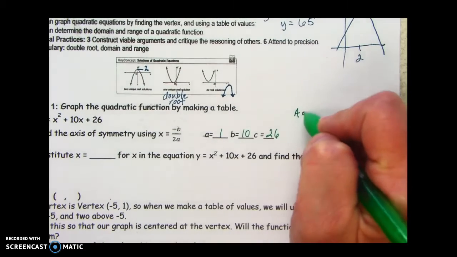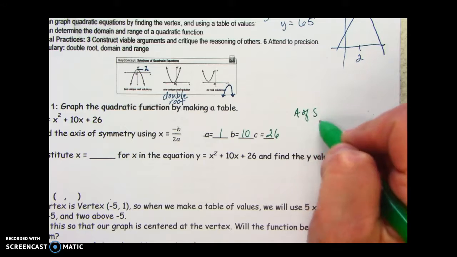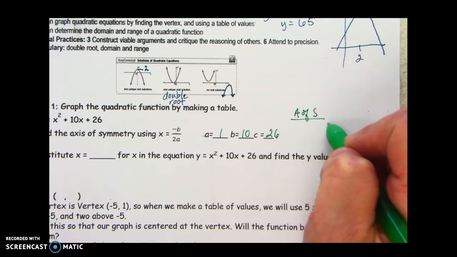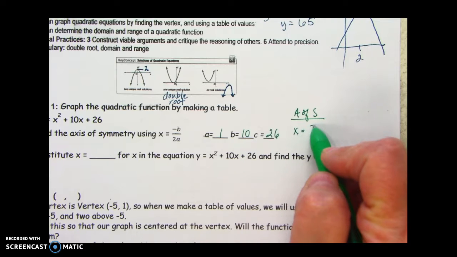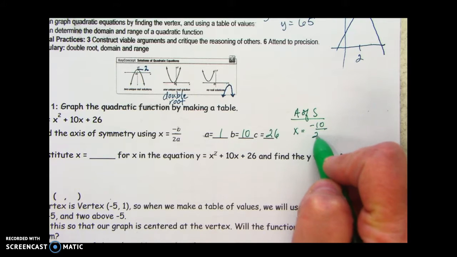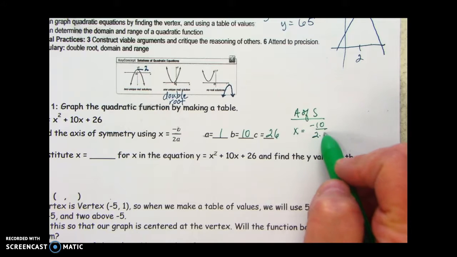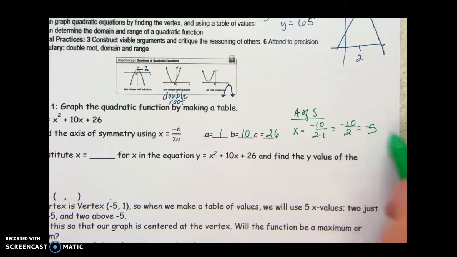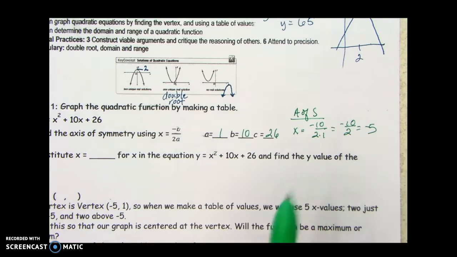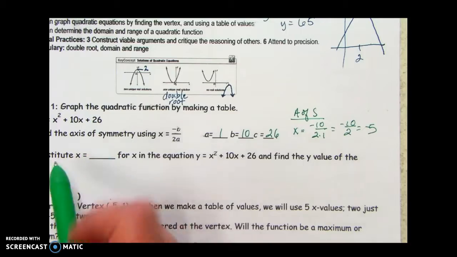So my axis of symmetry, x equals -b over 2a, is -10 divided by 2 times a, which is 1, which comes to -10 divided by 2, which comes to -5. Okay, that's one part of the equation I need.